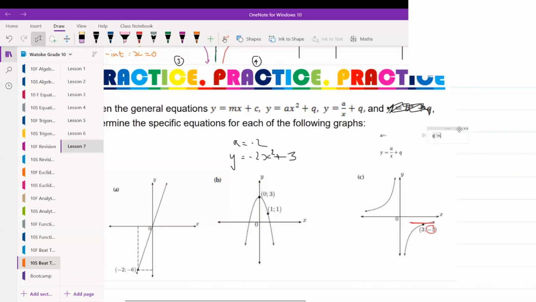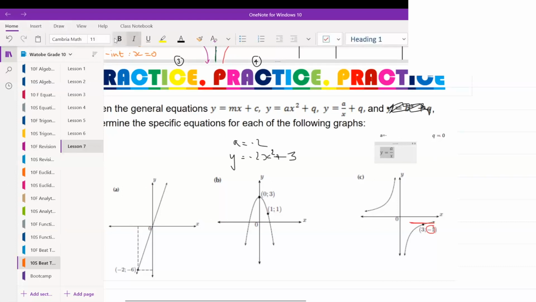So we'll have Q is equal to 0. So technically this Q part doesn't exist. We're only looking at y is equal to A over x. Okay, so now if we've got y is equal to A over x, how are we going to find the value of A? What are you going to do, guys?